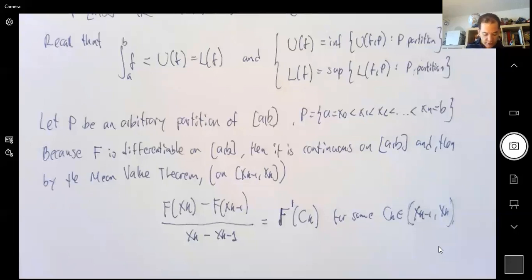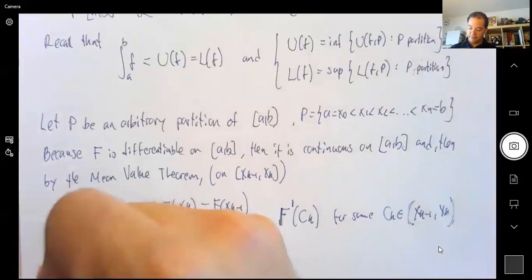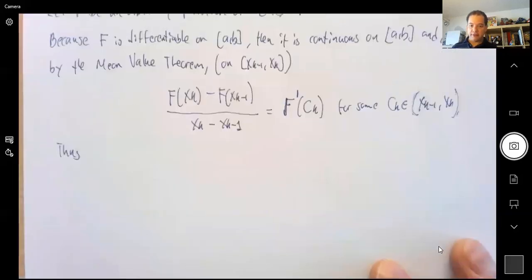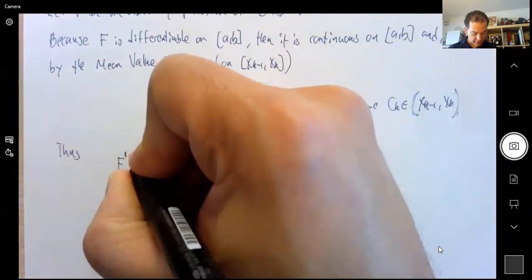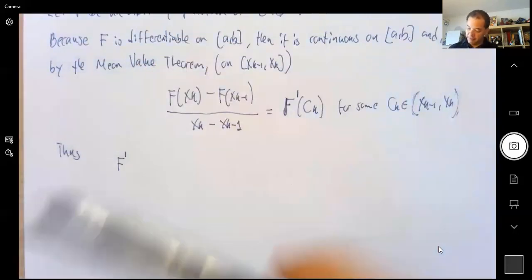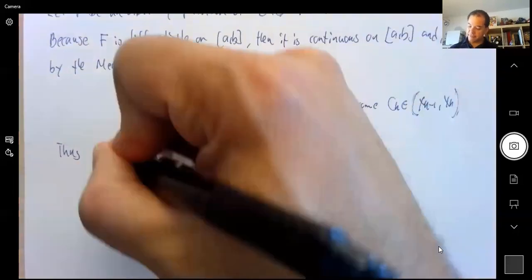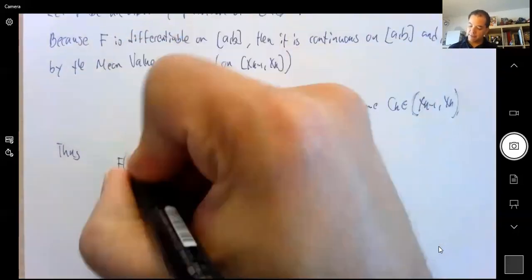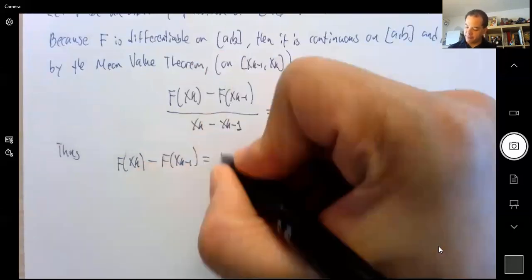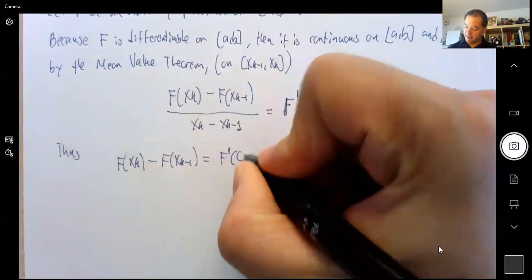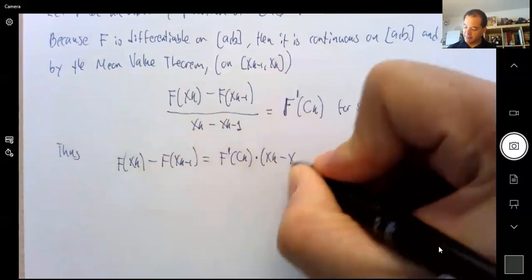And now what we're going to do is look at the difference. So we're going to multiply by this, which is non-zero because these are different. So then this happens. We can write down, let me start from the left, F(xk) minus F(xk-1) is going to be F'(ck) times (xk minus xk-1).